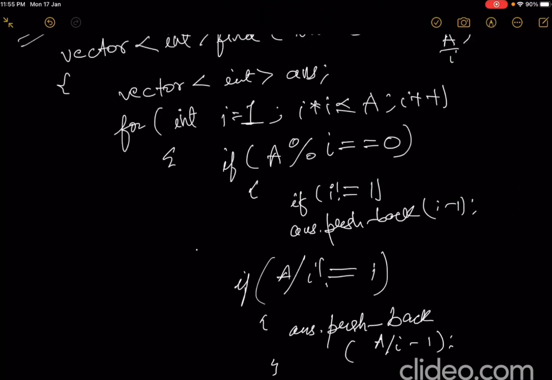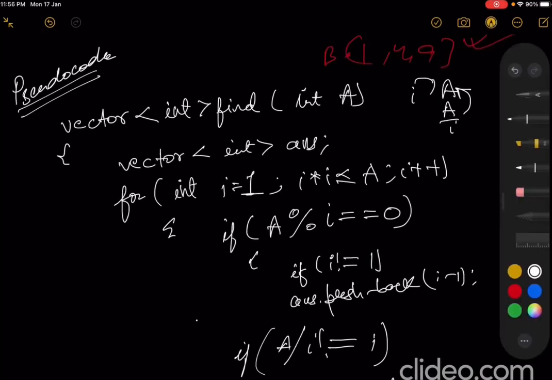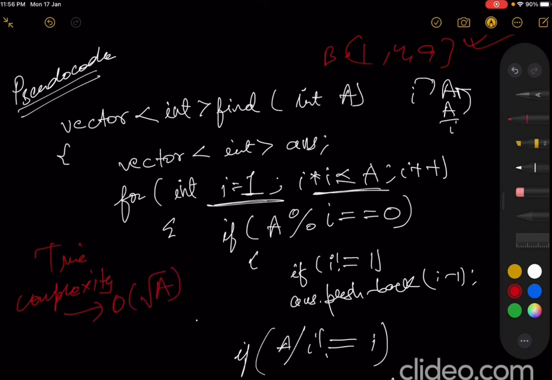Okay, now coming to the time complexity part. The time complexity of this approach is order of square root of a, because we are just iterating through the factors of a starting from 1 till square root of a, and there can be around square root of a iterations, so the time complexity of this will be order of square root of a, right? And the space complexity will be order of square root of a.